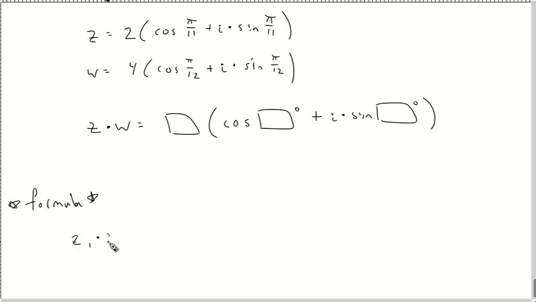So, time for a formula. Z1 times Z2 is equal to R1 times R2 times CIS of theta 1 plus theta 2. There's your formula. It's so nice, isn't it?